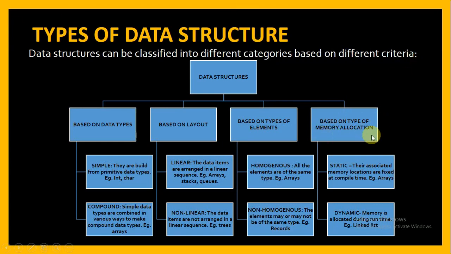Based on the type of memory allocation, data structures can be static or dynamic. In static, memory allocations are fixed and they are done at compilation time. Example of this is arrays. In dynamic memory allocation, the memory allocation is done during runtime and we are free to allocate memory as and when required. An example of this is linked list.